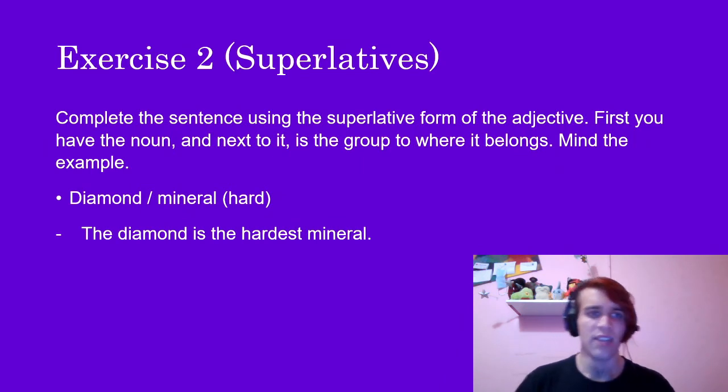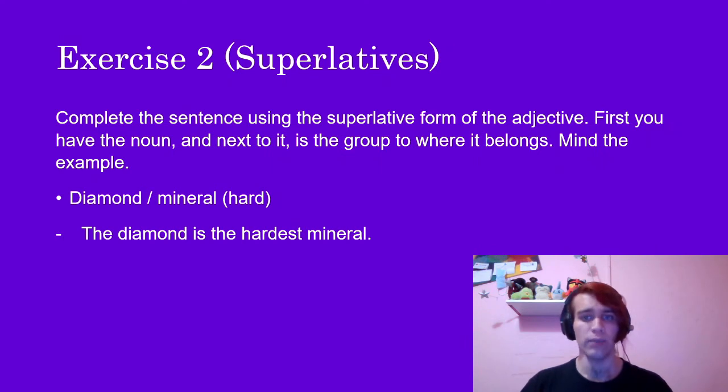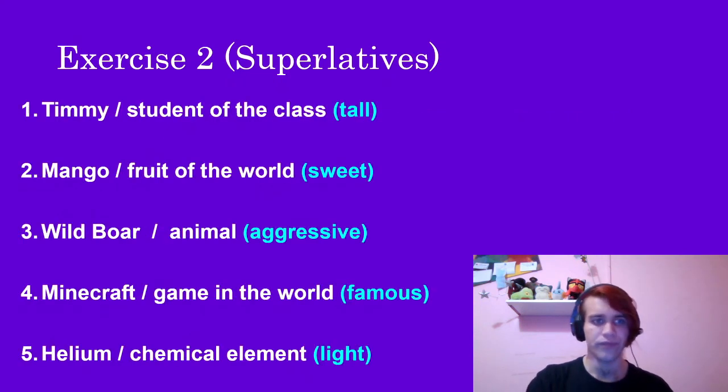Now, for exercise 2, we have to complete the sentence using the superlative form of the adjective. First, you have the noun, and next to it is the group where it belongs. Mind the example. We are comparing the diamond among all the minerals. The diamond is the hardest mineral. Now, you can pause the video to write your own sentences.